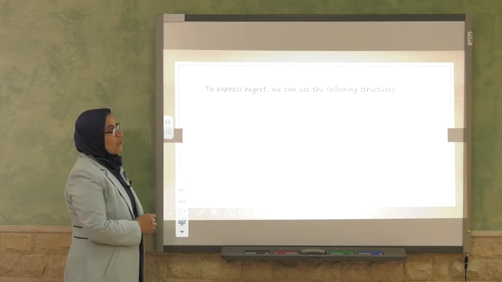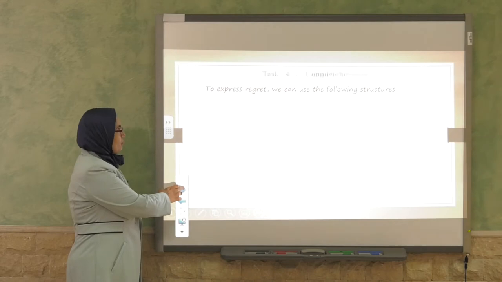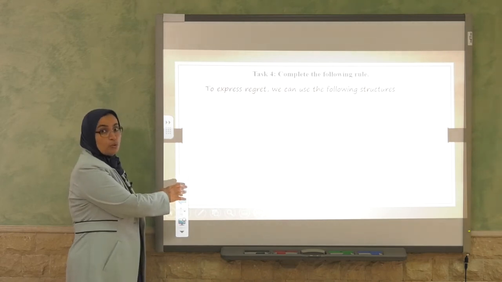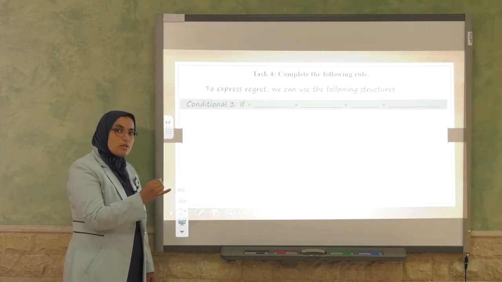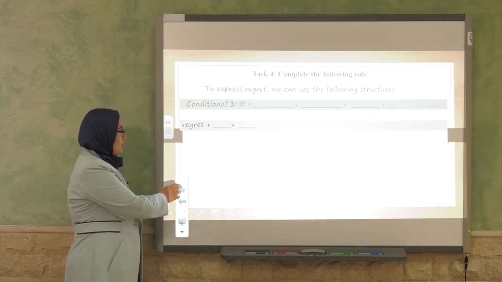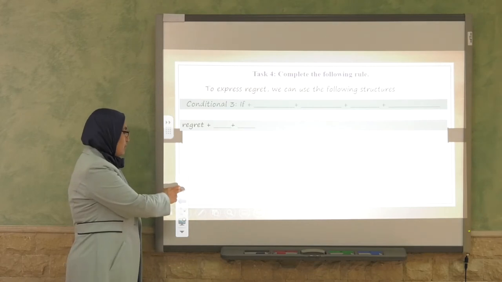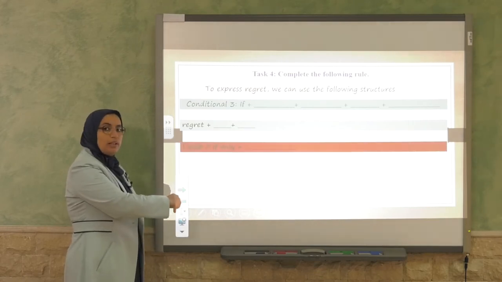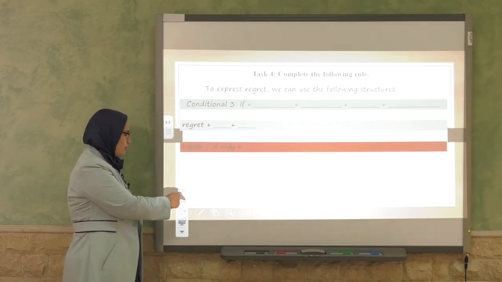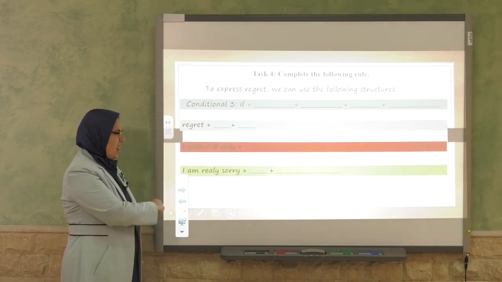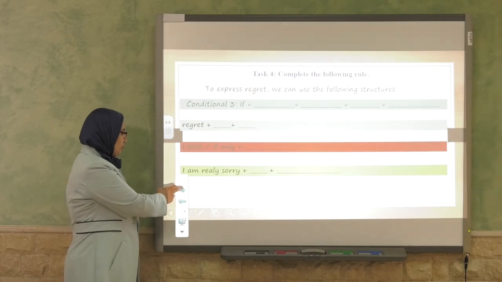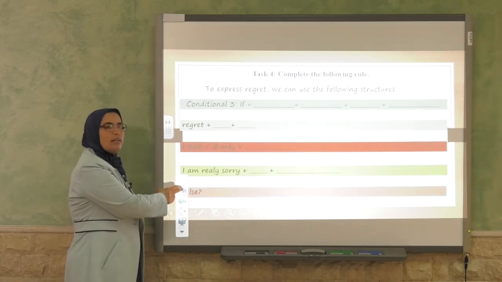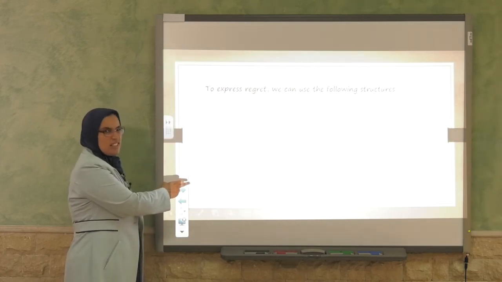Now, to express regret, we can use the following structures. Complete the following rule. Conditional type 3, if plus what plus what? Regret plus what? I wish or if only plus what? Do you remember from the text? I'm really sorry. And any other structure? I should fix this mistake of I'm really sorry.